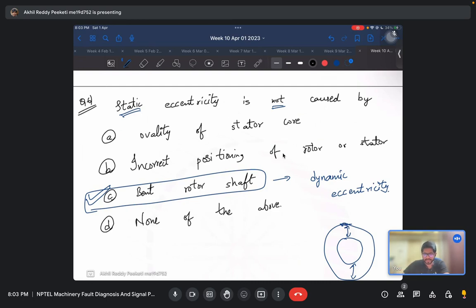But when you have a bent rotor shaft, this minimum air gap can change as the rotor is rotating. So bent rotor shaft actually causes dynamic eccentricity. So static eccentricity is not caused by the bent rotor shaft.